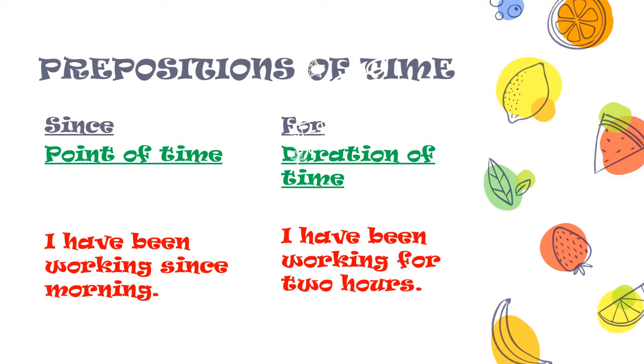So since is used for a point of time, meaning exact time, and for is used for duration of time, meaning the whole period is covered. When the whole period is covered, for example, if you say that my father has been working with a particular firm for 3 years, it means you are telling the whole period of time, the duration of time.